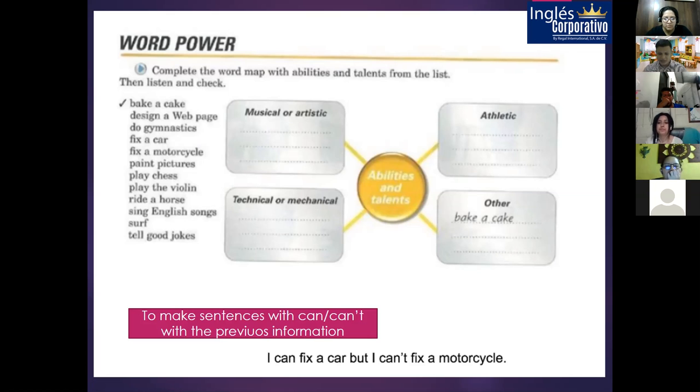Okay. Really good. And this is false, right? For me, this is false. ¿Es mentira? ¿Puedo arreglar ambos? Okay, I'm just kidding.